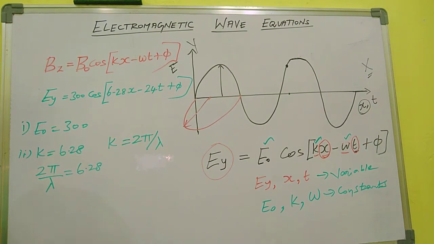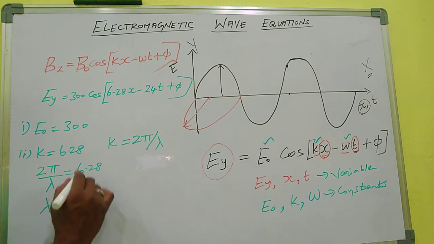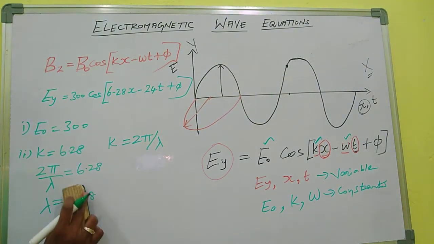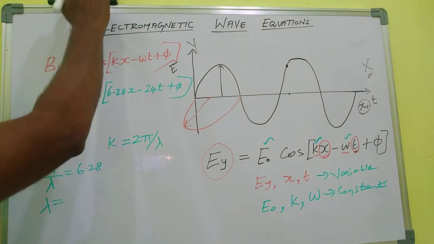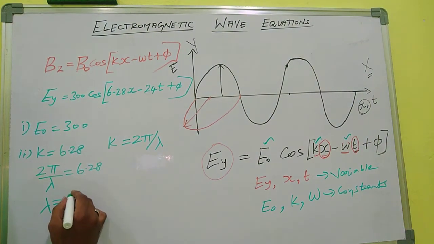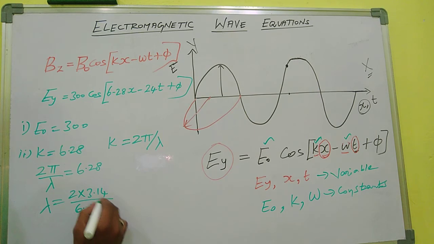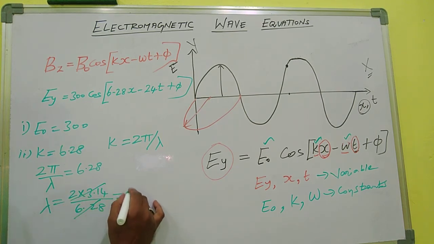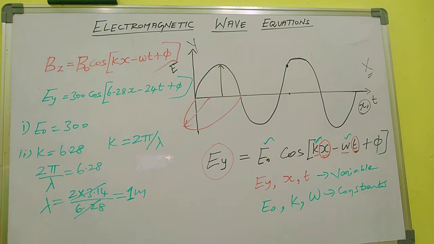So lambda is equal to what? Lambda is equal to, sorry, 2 pi by 6.28. What is 2 pi? The value of 2 pi is 3.14 into 2, 6.28. 2 into 3.14 by 6.28 cancel out each other. So that will be equal to 1 meter. So by this equation, we also find out the value of lambda.